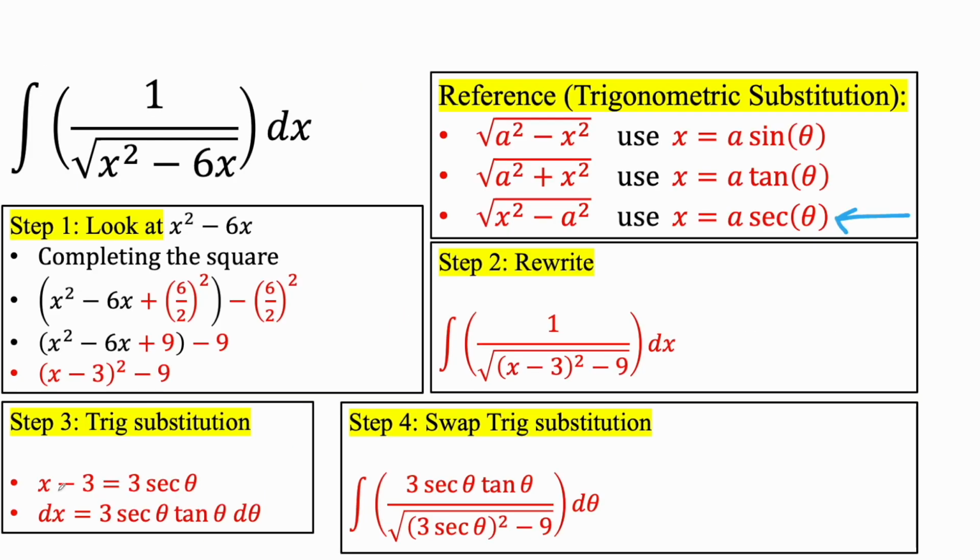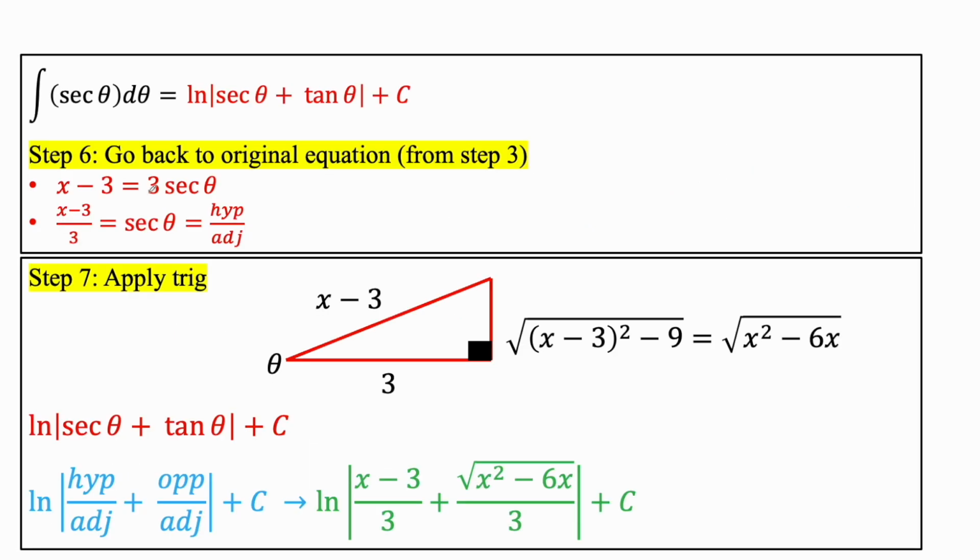And in step 3 we said x minus 3 is equal to 3 secant theta. So if I divide by 3, I can say that secant theta is equal to x minus 3 divided by 3. Now we have to remember, secant theta is hypotenuse over adjacent. So I'm going to draw this right triangle. Hypotenuse, I'm making it x minus 3. Adjacent, I'm making 3. And then to get the opposite, and to get this side right here, we do the square root. We take this piece, x minus 3, we square it, and then we subtract 3 squared.